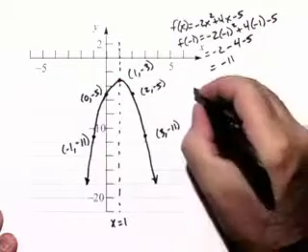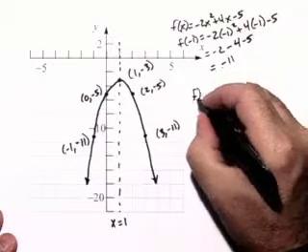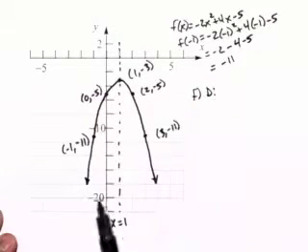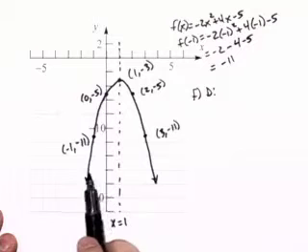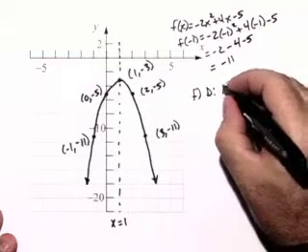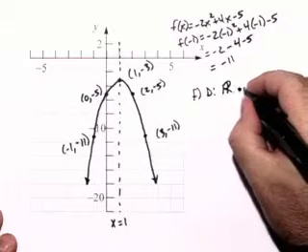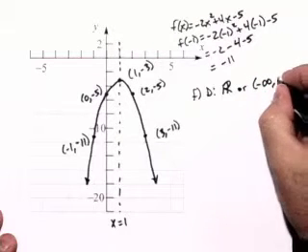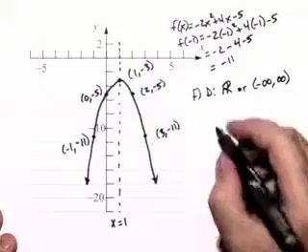Now in part F, we were asked to find the domain and range from our graph. The domain is a set of values for the independent variable x. And looking at our graph, we can see that will be the set of all real numbers. Or in interval notation, we write -infinity to +infinity.